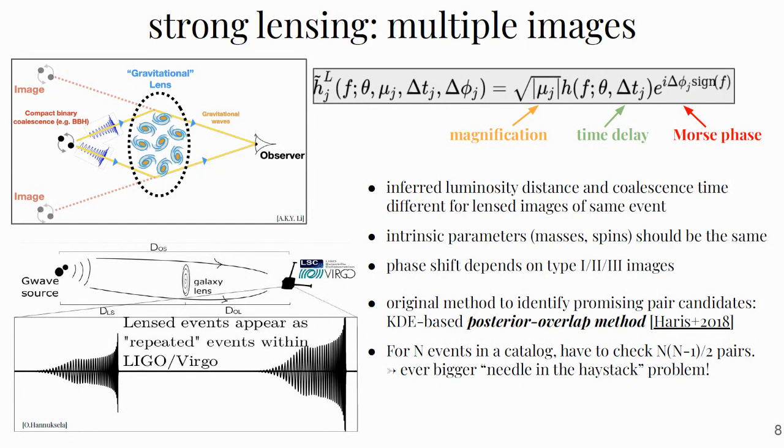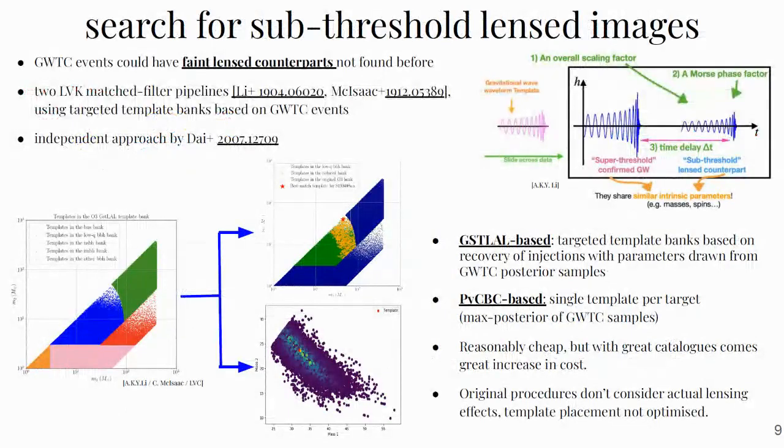The problem with that is if you have n events in your catalog, which is by now almost 100, then you have to check n times (n minus 1) over 2 pairs. So it basically goes quadratically with your catalog size. Maybe you can filter out the ones that are obviously one neutron star, one black hole to make it less, but in the end, with current detector sensitivity, you have a huge haystack of event pairs that you need to go through. Then we want to make our problem more complicated, of course.